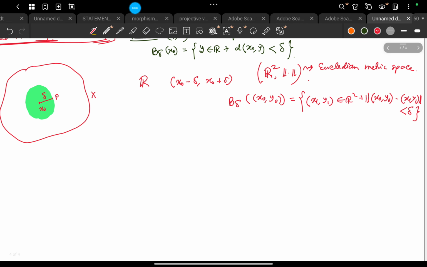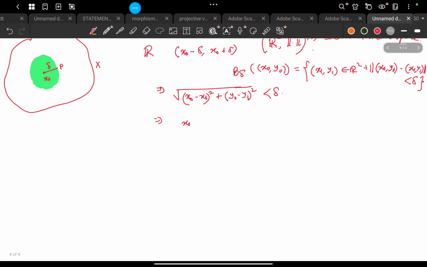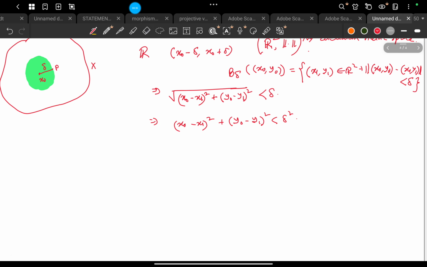So what is this simplifying to? This is basically simplifying to the square root of (x naught minus x1) squared plus (y naught minus y1) squared is strictly less than delta. That means (x naught minus x1) squared plus (y naught minus y1) squared is strictly less than delta squared. So first you take, let's say, my (x naught, y naught), and around it a certain delta. This is my open ball.